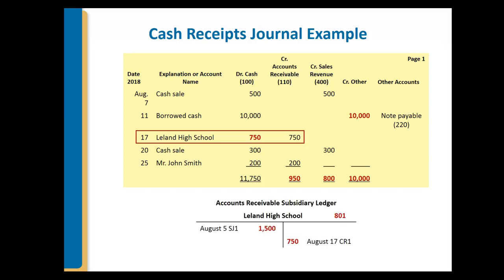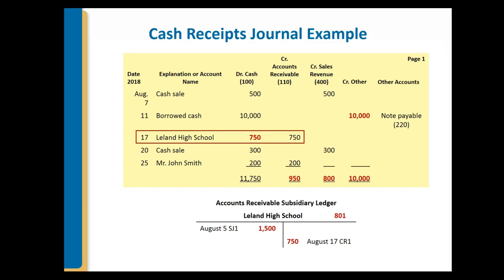At the end of August, an $11,750 debit is posted to the General Ledger cash account with the source labeled Cash Receipts 1, the Cash Receipts Journal of page 1. Because cash and credit sales are common, separate columns are provided for these accounts.